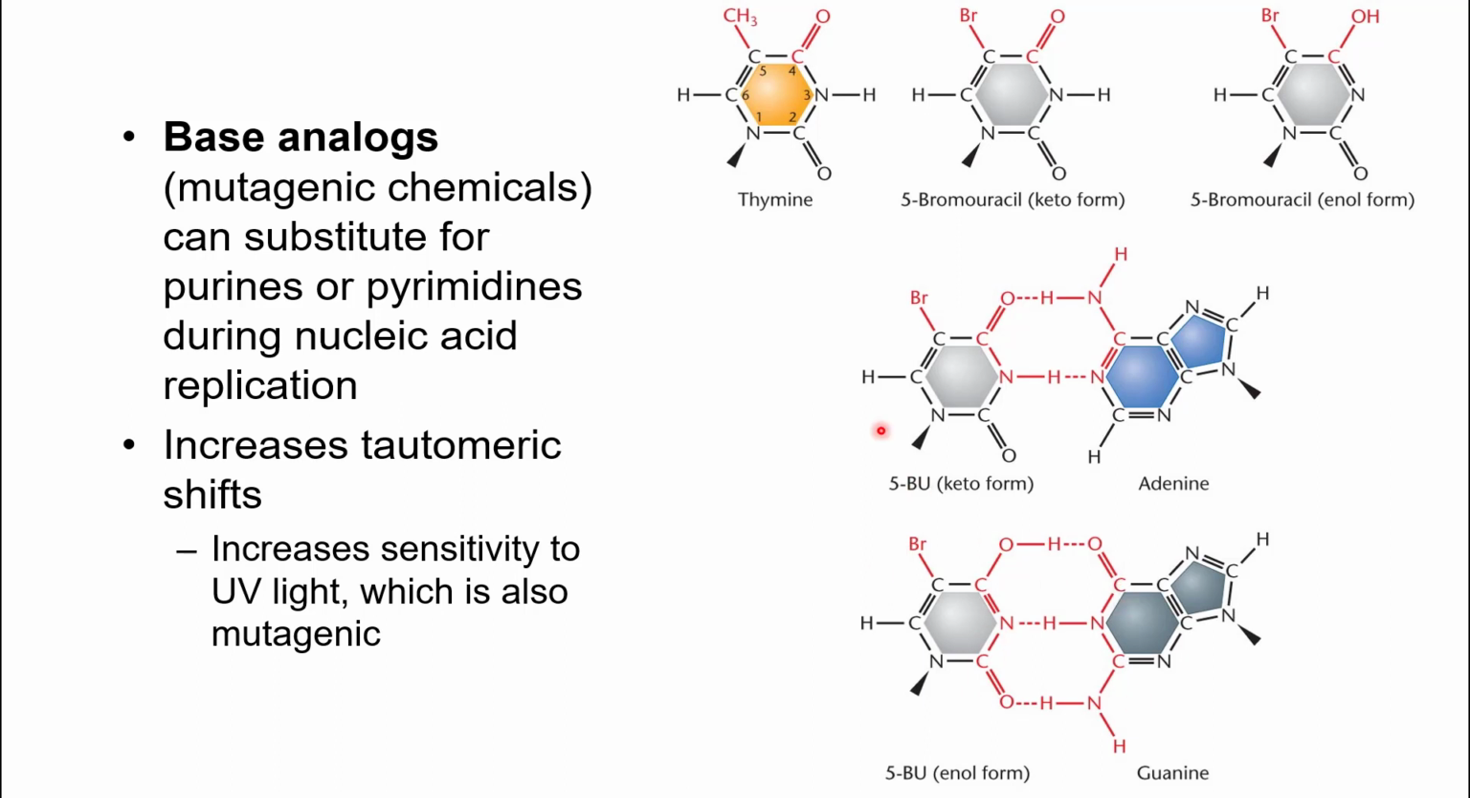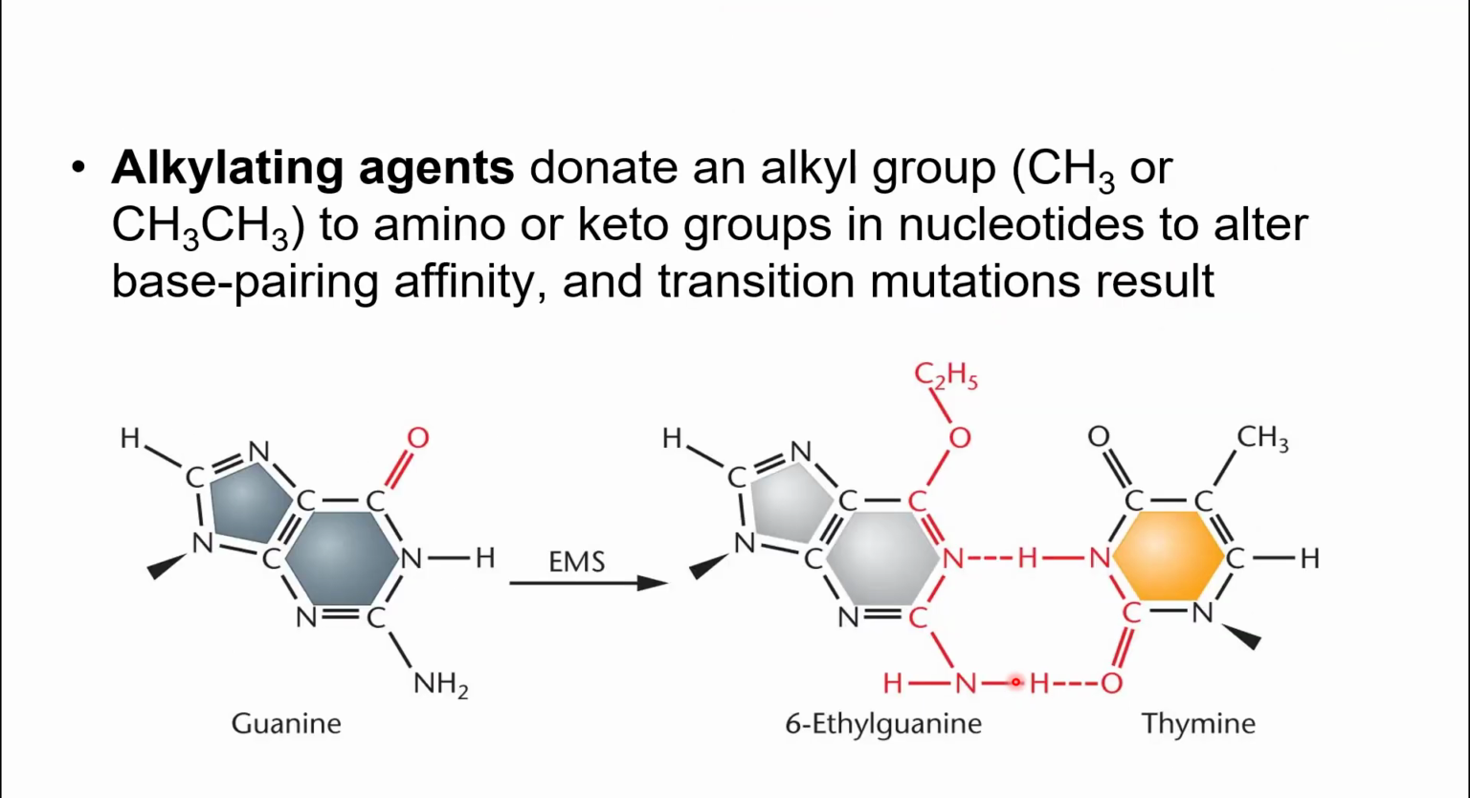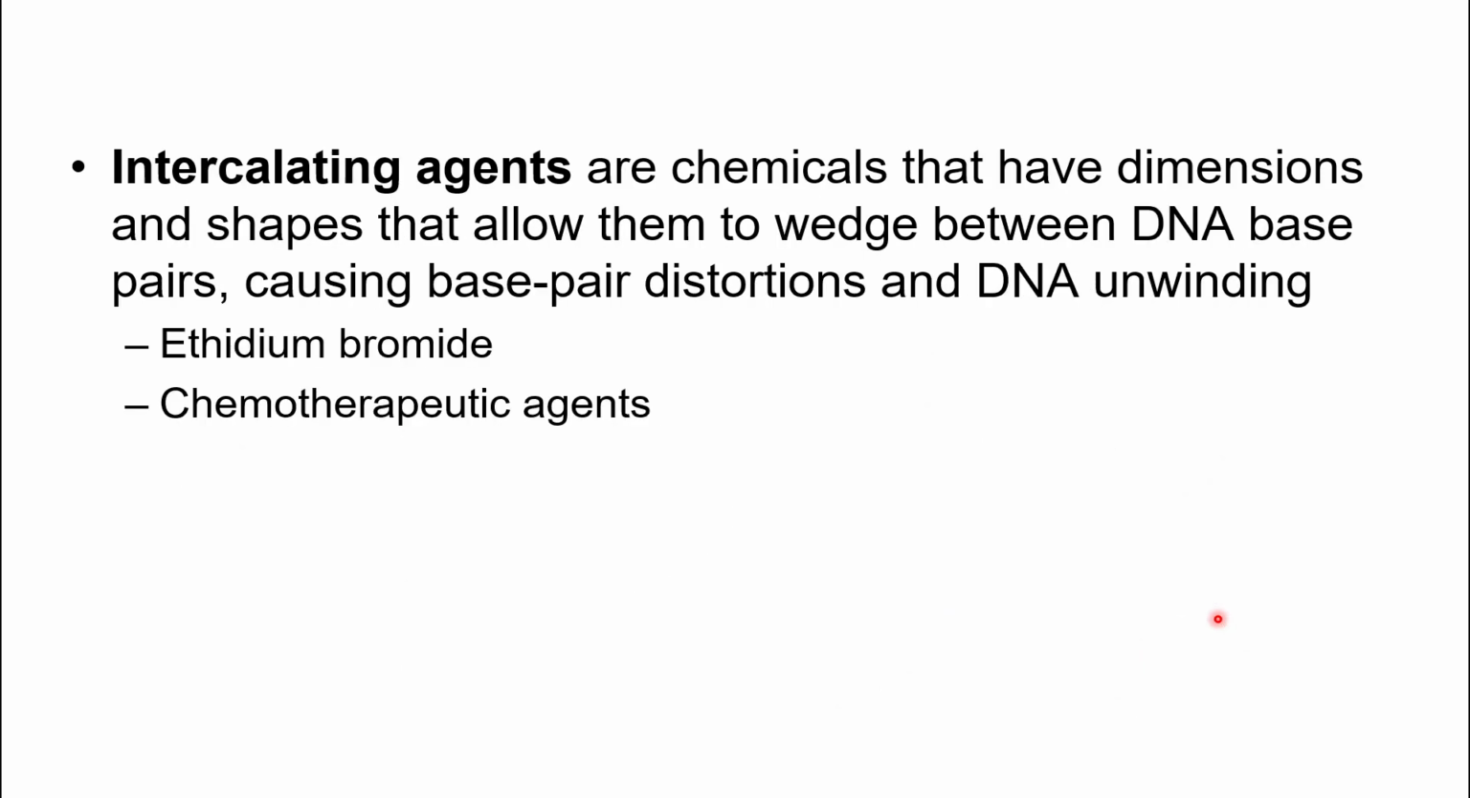In this case, 5-bromouracil is also really sensitive to UV light, so the UV light causes it to do that tautomeric shift. We also have what we call alkylating agents, in which they donate an alkyl group to the amine or keto. So here's a guanine. We have an alkylating agent. This is EMS, and you can see it adds on this alkyl group. And now we have a 6-ethylguanine. Guanine would normally pair with cytosine, but now it'll pair with thymine.